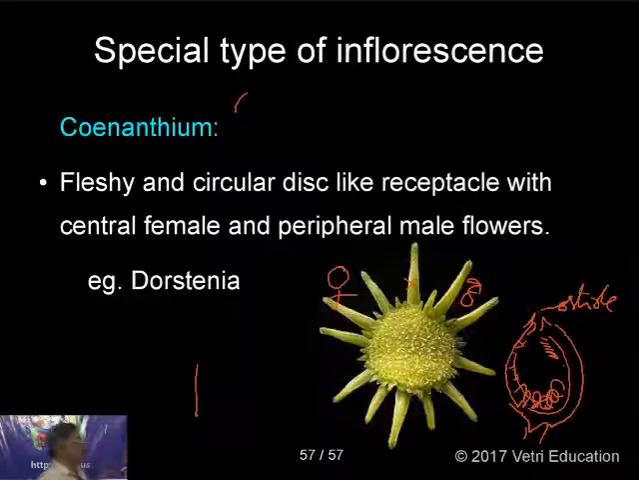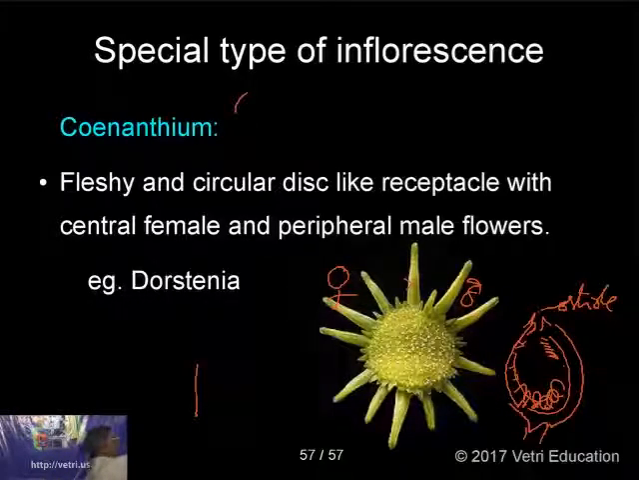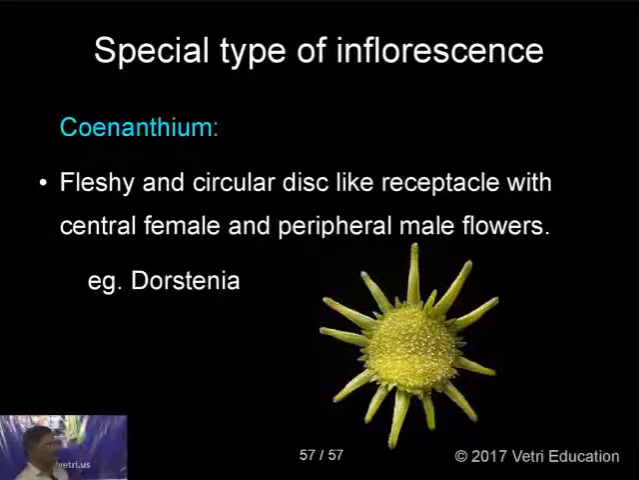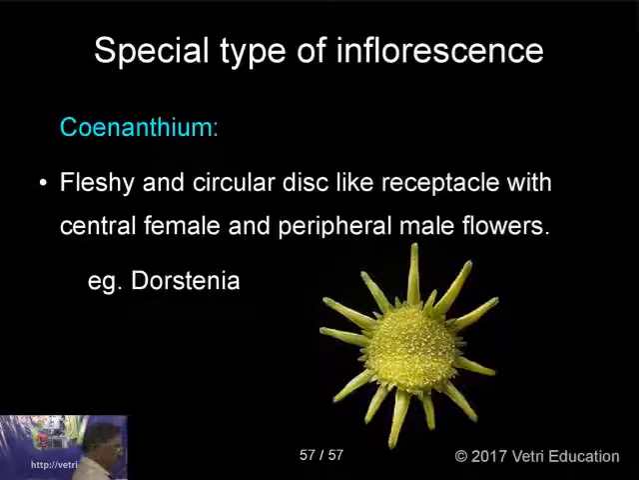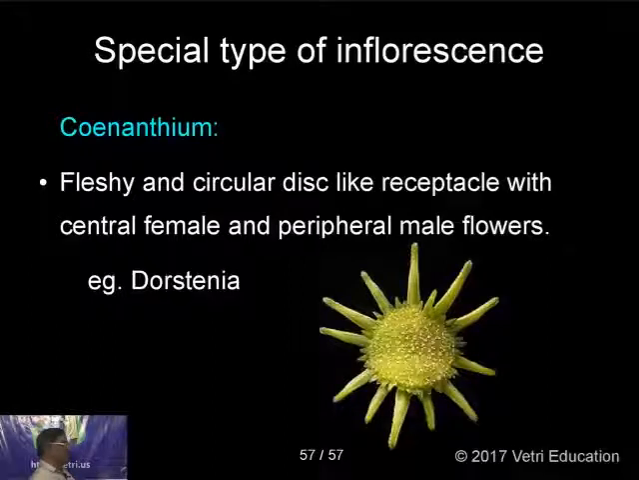Next, and the last one, that is called synanthium. It is just like a flat receptacle, a circular disc-like receptacle with central female flowers and peripheral male flowers. Here you can find the central female flower surrounded by male flowers. This is called synanthium inflorescence. Example, Dorstenia.